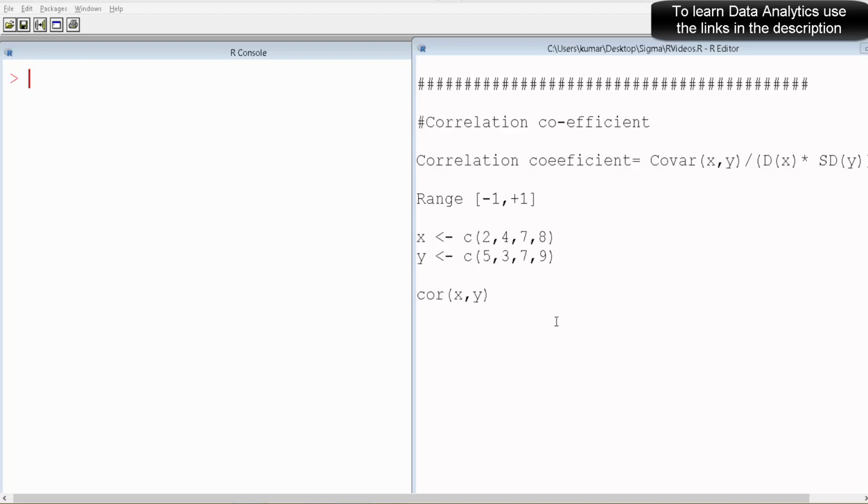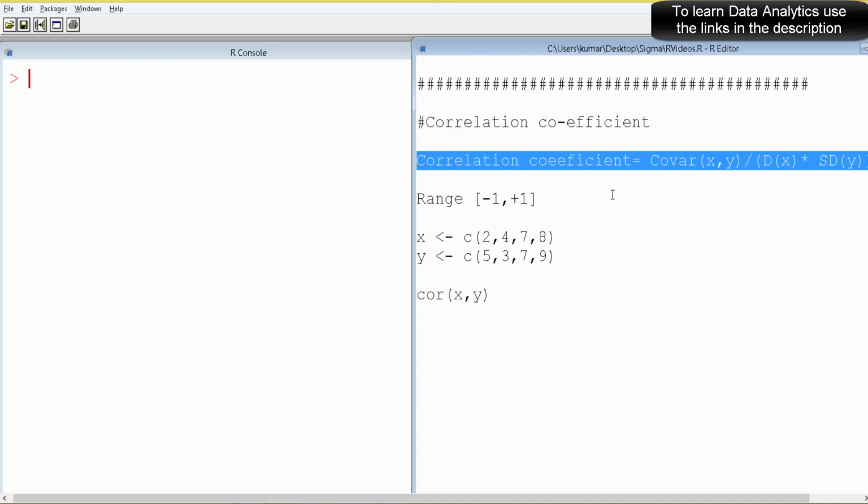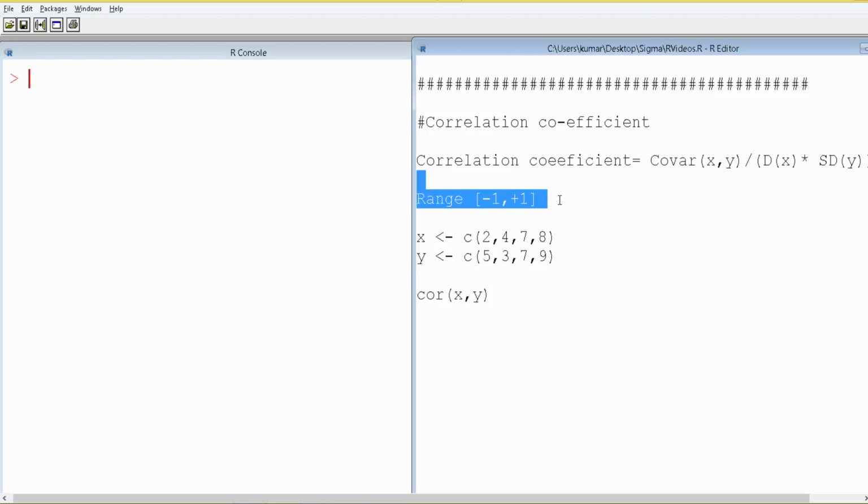And we can measure it by the formula: covariance of the two variables divided by the product of the two standard deviations of the two variables. Okay, so this is the formula. We can do hand computations to calculate the correlation coefficient, but we can also get it directly using a built-in function.